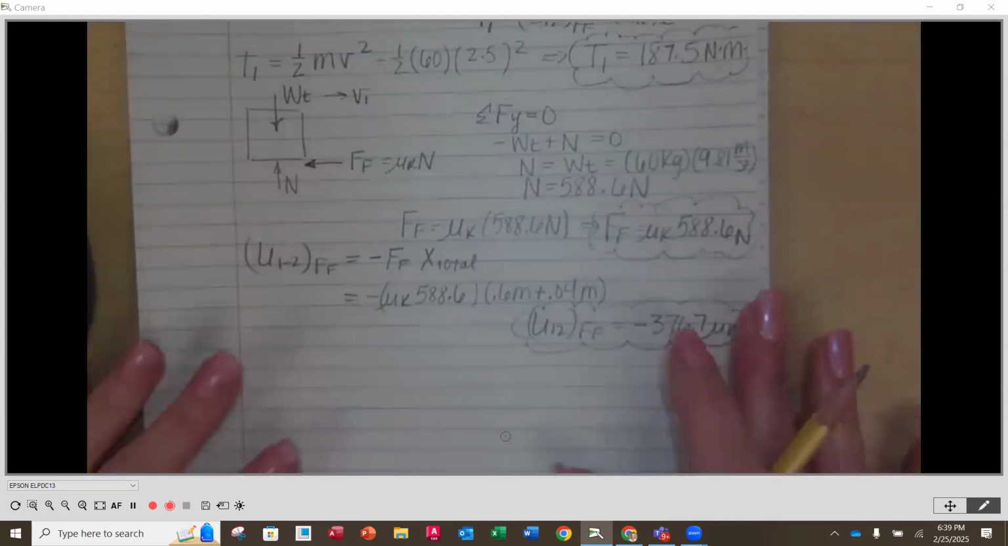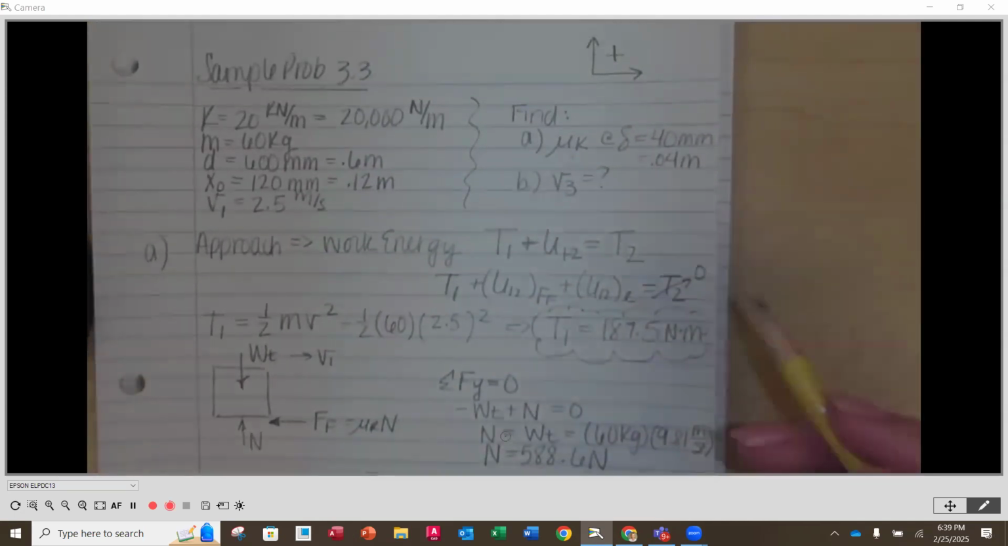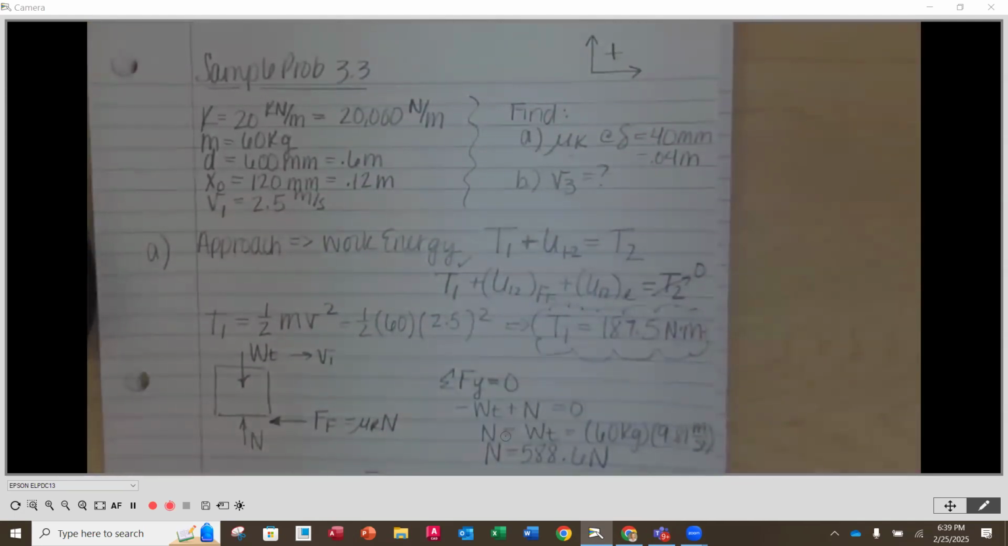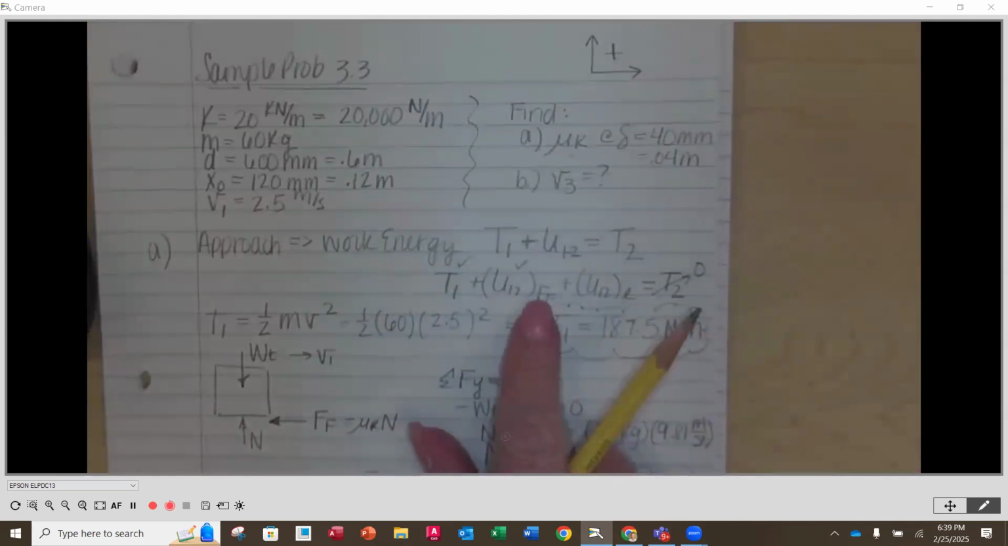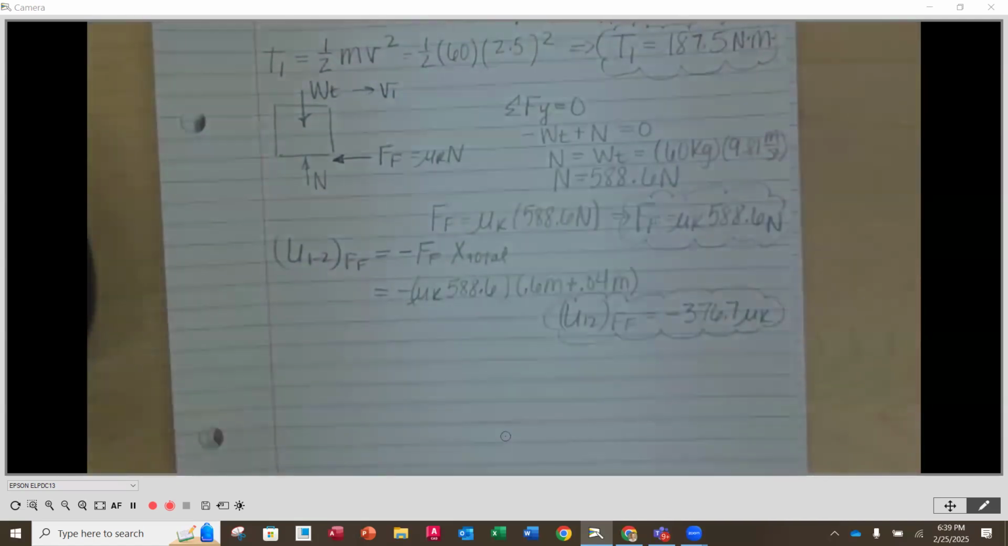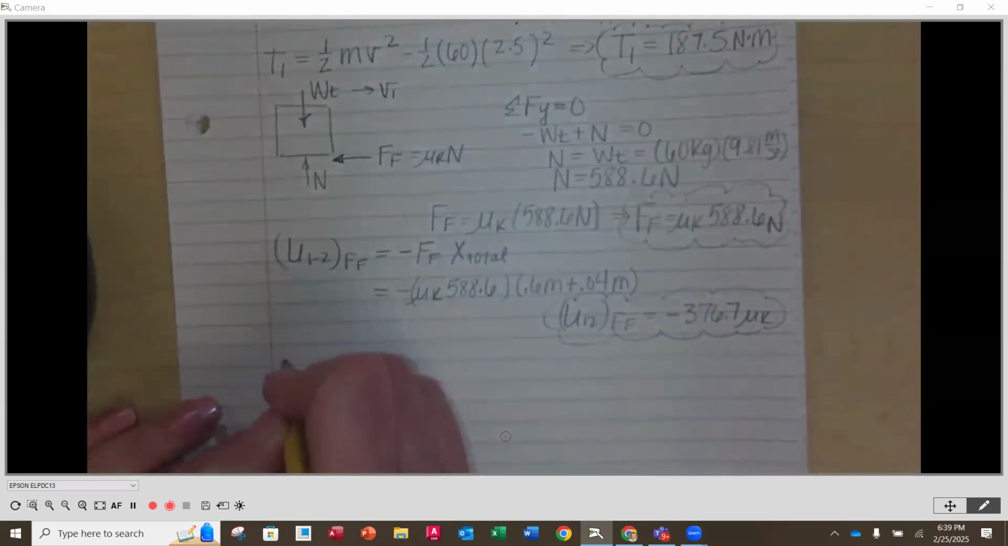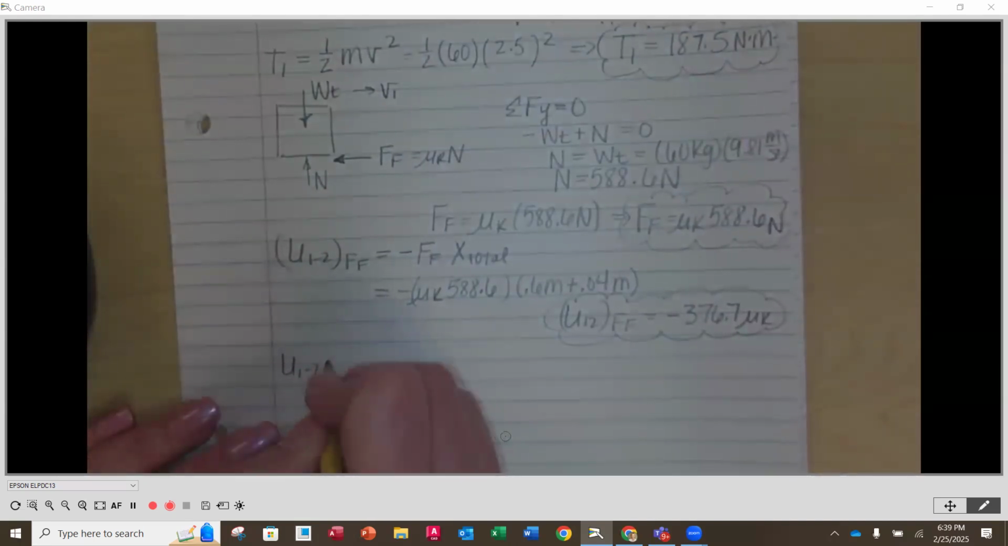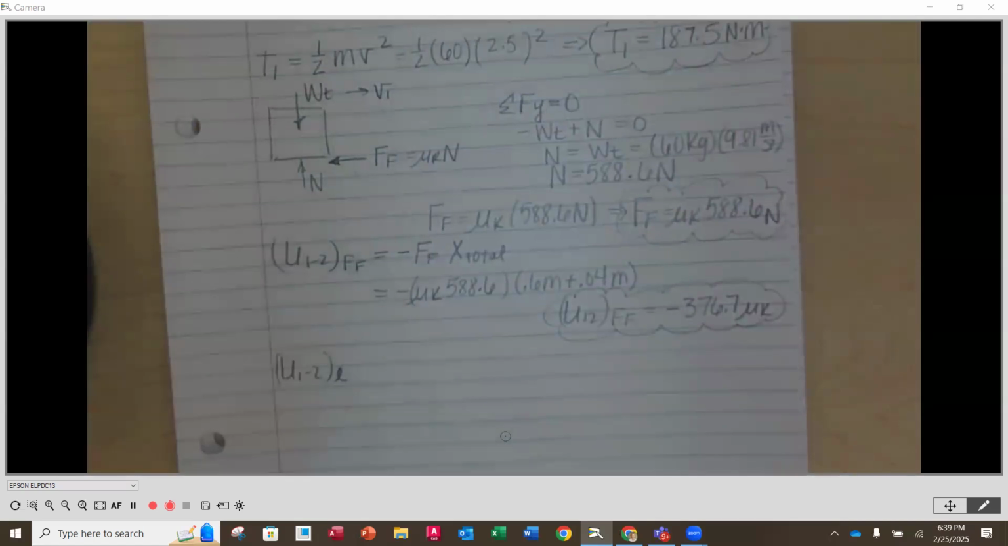All right, so what we've done so far is, if we go back up here, we did my T1, and we just got done with the work due to the friction force. Now we've got to do the work due to the spring, the elastic work. Okay, that's done. So now what we're going to do is take U1 to 2, and this is going to be E for the elastic work.